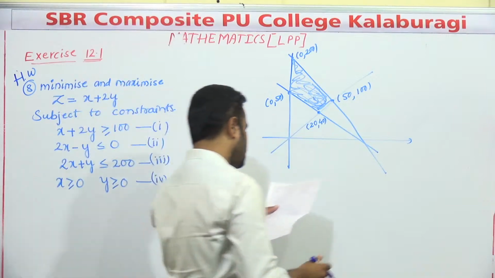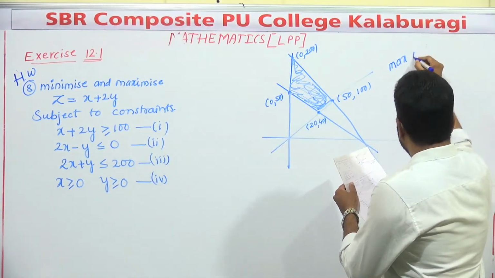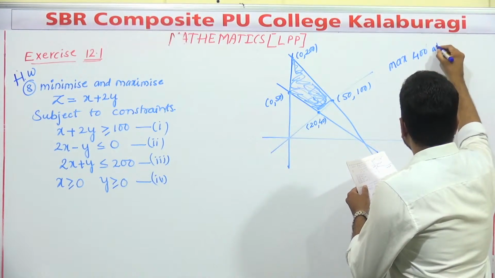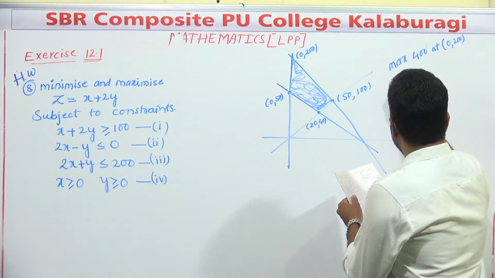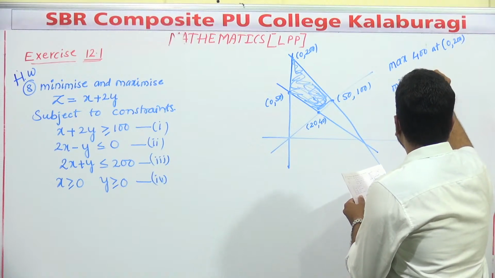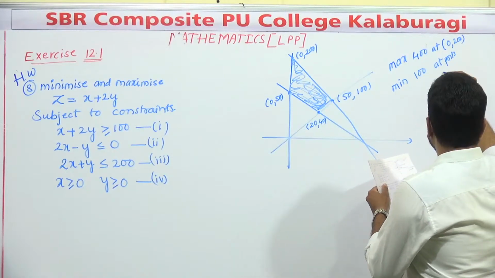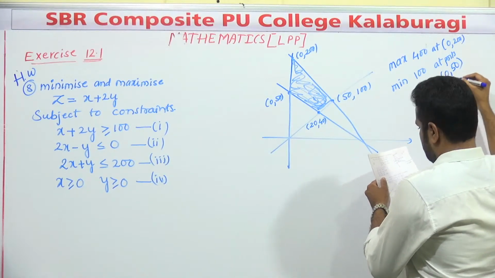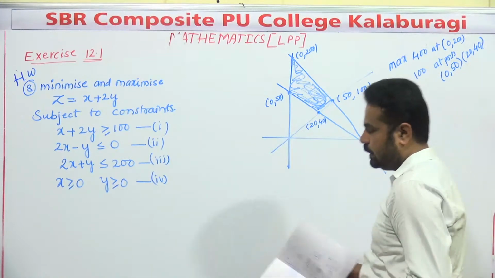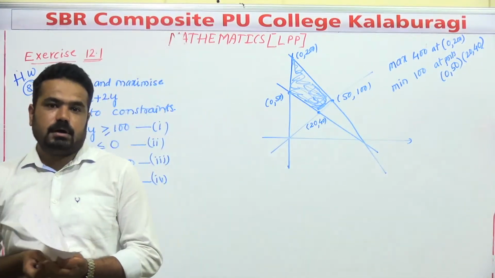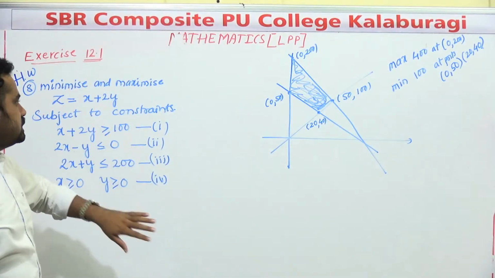Next, its maximum value is 400 at the point 0, 200, and its minimum value is 100 at the points. Here we get 2 points, that is, one is 0, 50, and another one is 20, 40. Okay, this is the homework for you. It's just similar to what we have solved previously, that is the 7th example. You just try this.